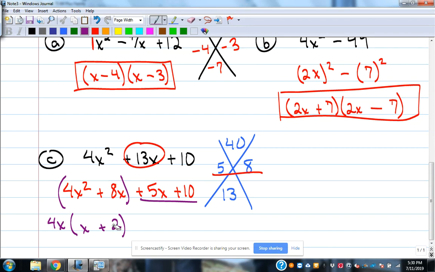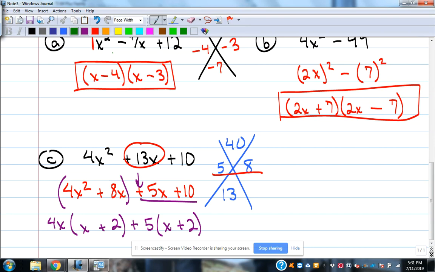Okay. Then the last group, you got positive 5x and positive 10. So we know it's going to be a plus sign in the middle because we're always going to use that same symbol that's right there. So if it's a plus there, it's always going to be plus in the middle. If it's a minus in the middle, it's going to be a minus in the next step. 5 and 10 have a GCF of 5. And then what times 5 gives me 5x? x. What times 5 gives me 10? 2. No surprise that those parentheses here match up. If they don't match, something's wrong.